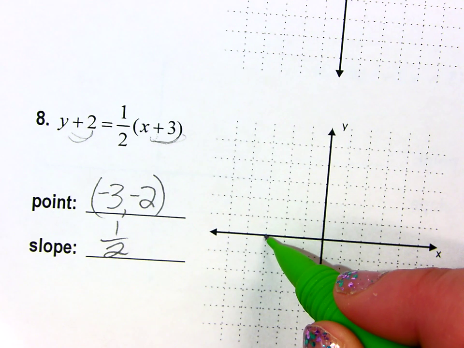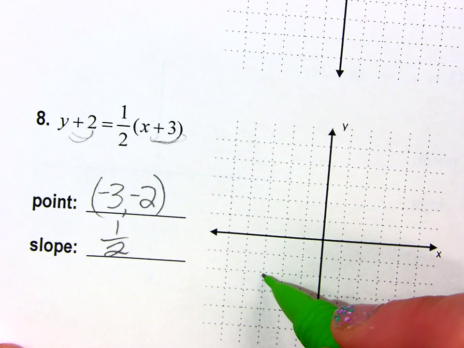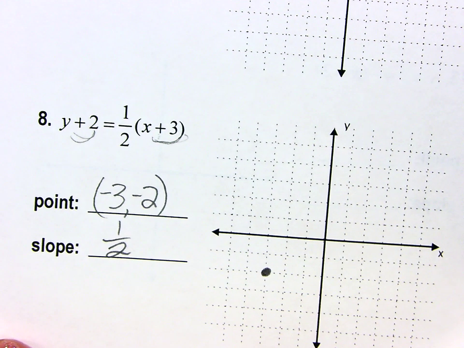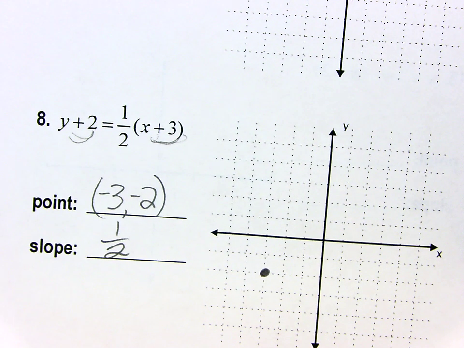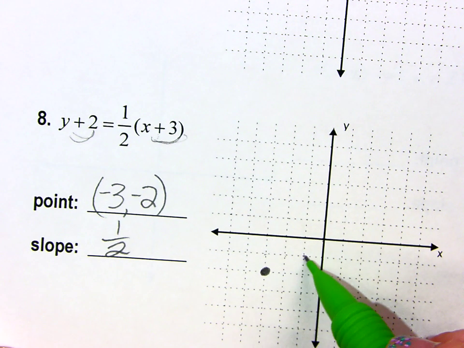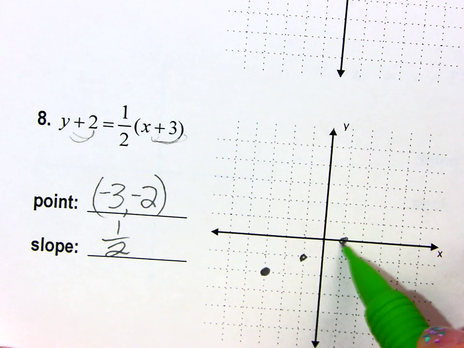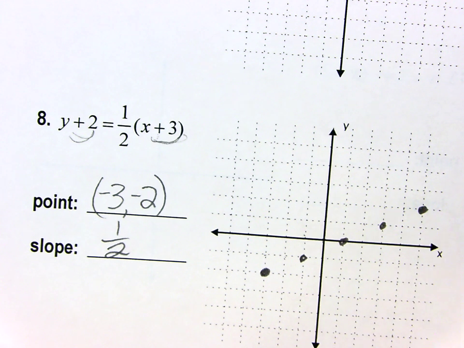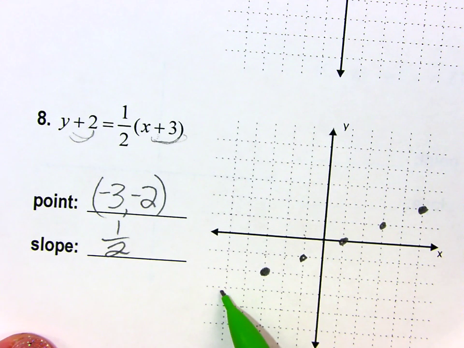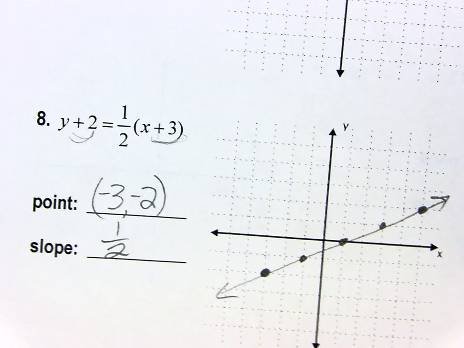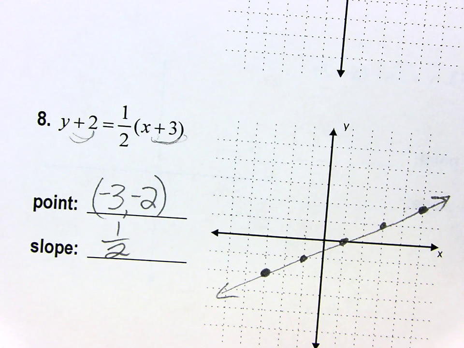Left 3, and then down 2 because it's negative, right? So your first dot should be right there. -3, -2. And now I have a slope of 1/2, so I'm going to go, yes, up 1 to the right 2. And I can do that a couple times if I feel like it, which I do today. Look at all those pretty dots. Connect them. Bingo, bango. All right.